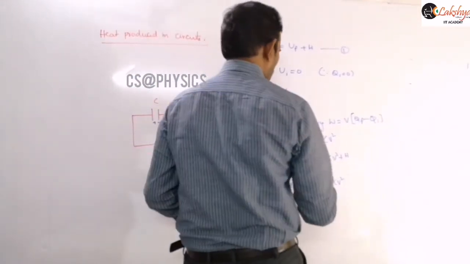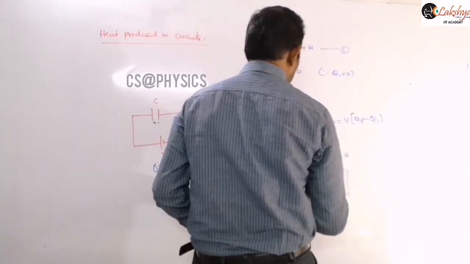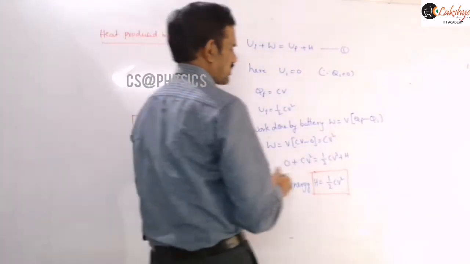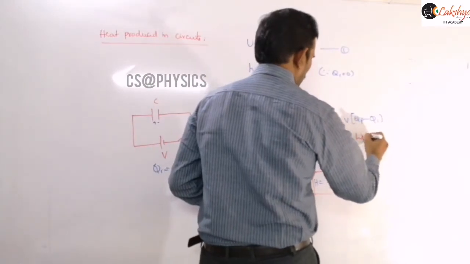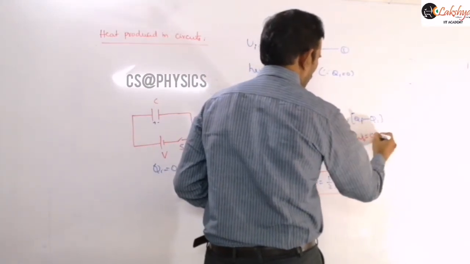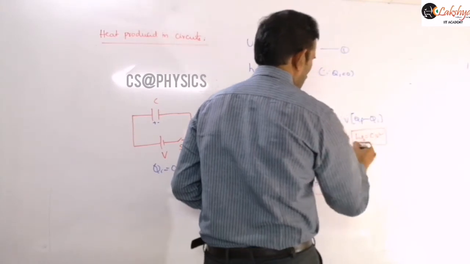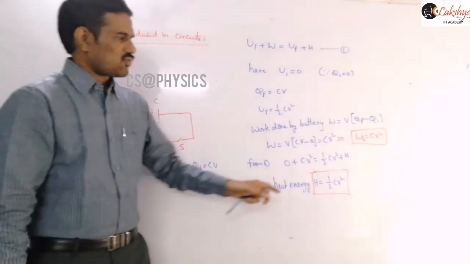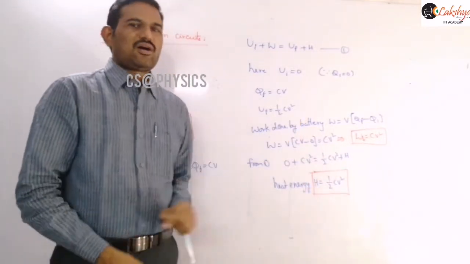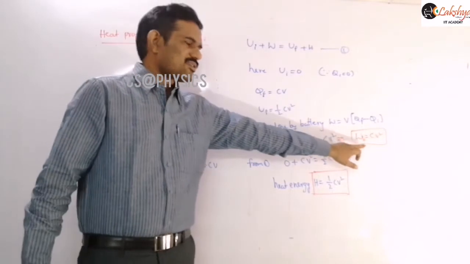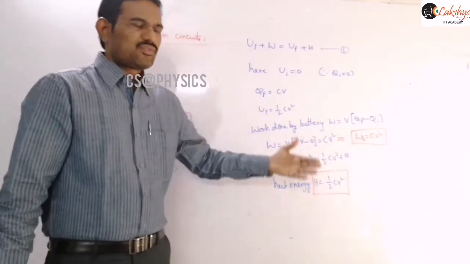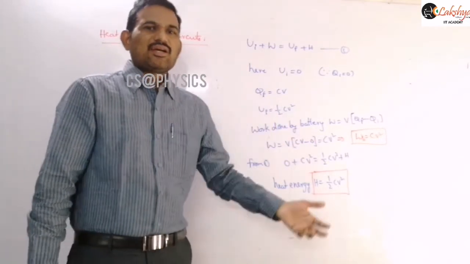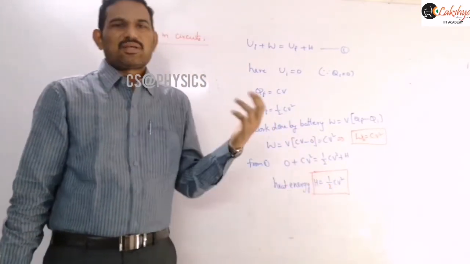You need to observe this: if a capacitor is just charged, the work done by the battery is CV square. So the battery is doing CV square work. Half of that energy, CV square by 2, will be stored as energy in that capacitor, and the remaining half, half CV square, is appearing as heat energy there.